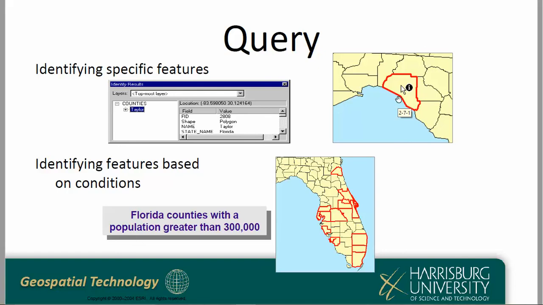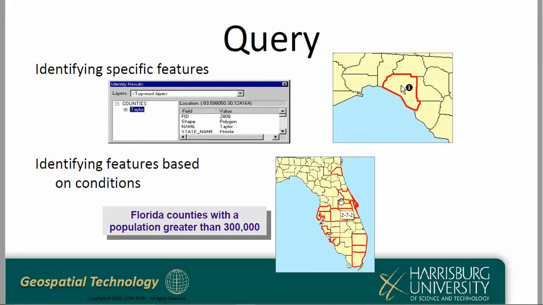We could also do this based on conditions. So for example, each of the counties in Florida might have a population value. We could say, find all counties with a population greater than 300,000. The resulting map will show us and highlight all of those counties where the population value, or attribute, is higher than 300,000. This is pretty useful for quickly identifying a set of information.